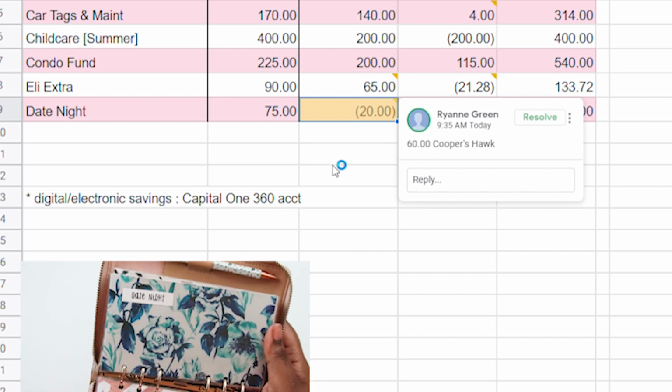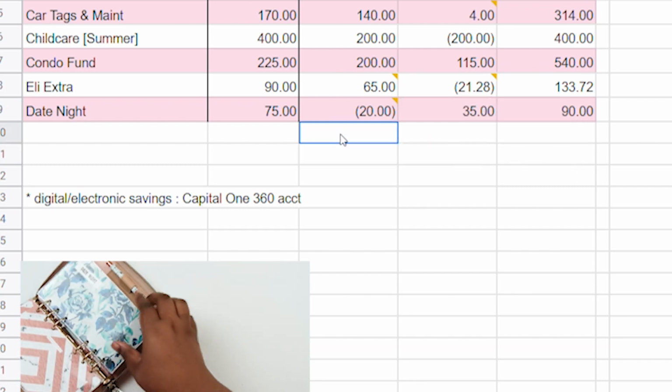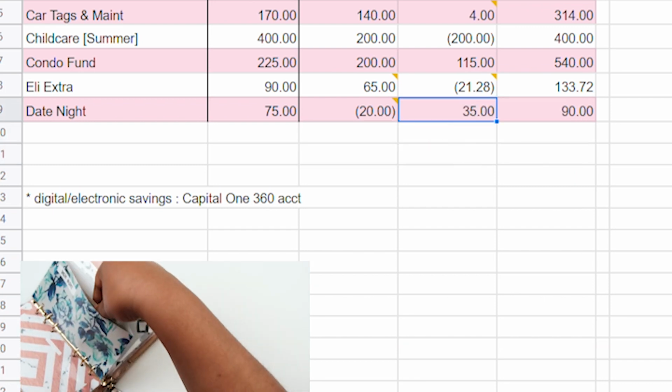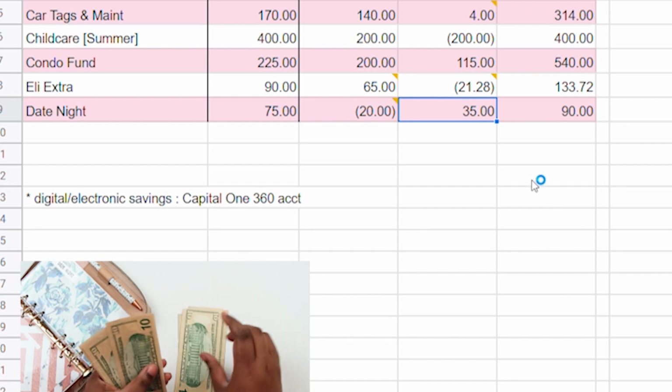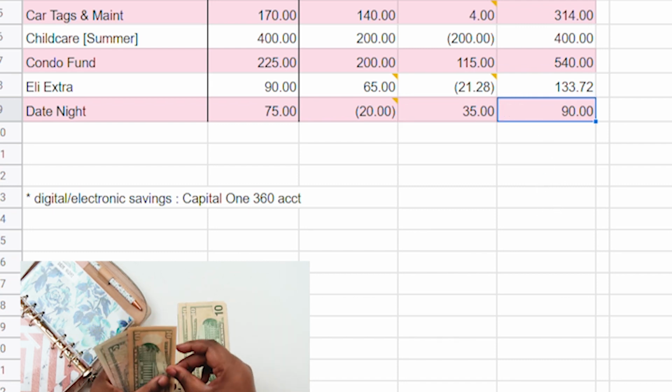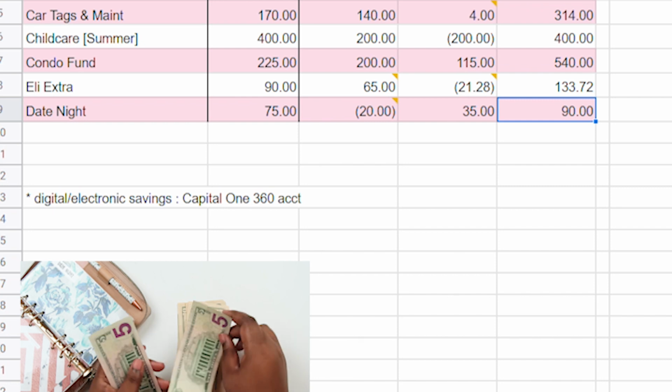It was really good. So we had $60 coming out of there, for a net total of negative $20 in May. In June, we added the $35, the $10 and the $25. Nothing went out, so we're left with $90 in date night.